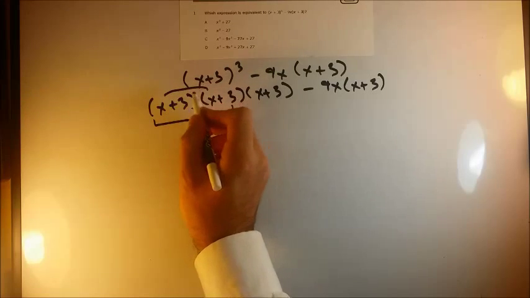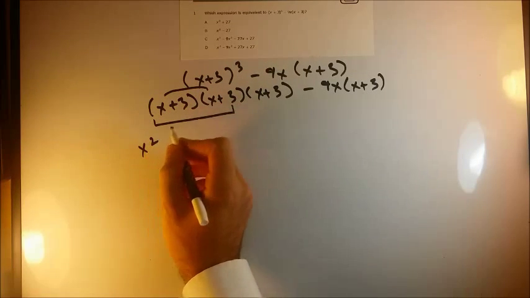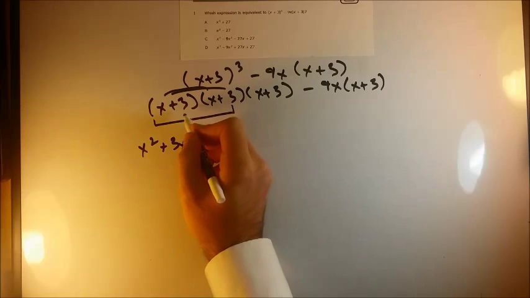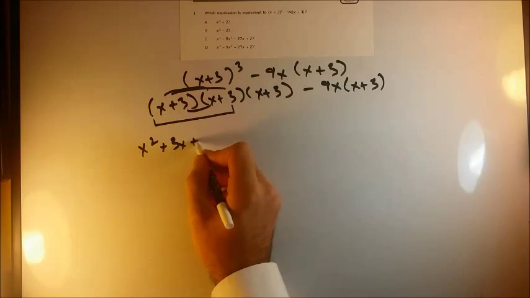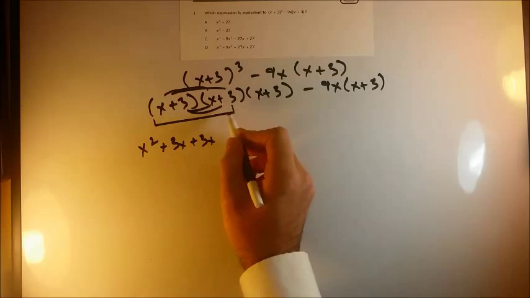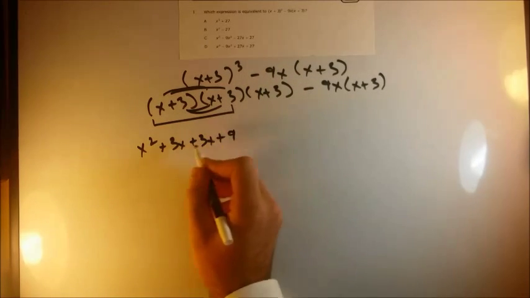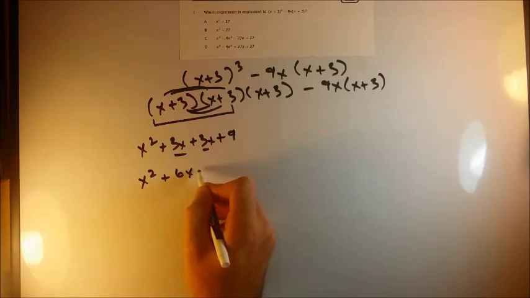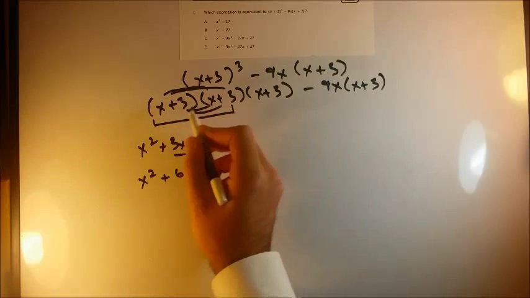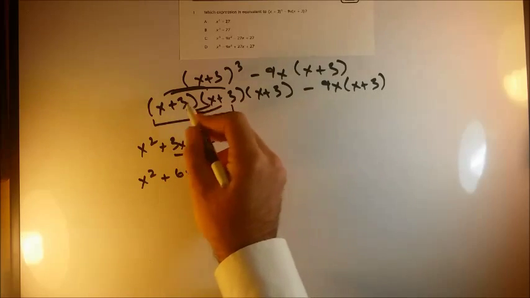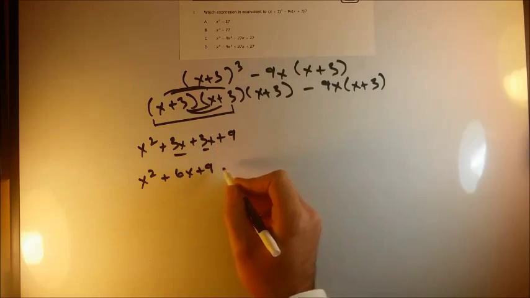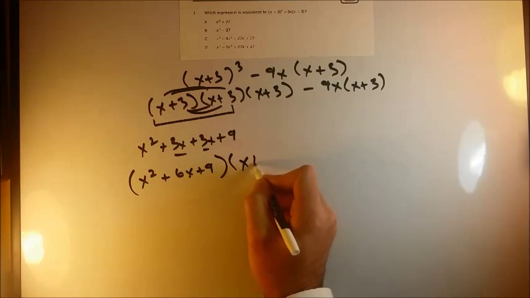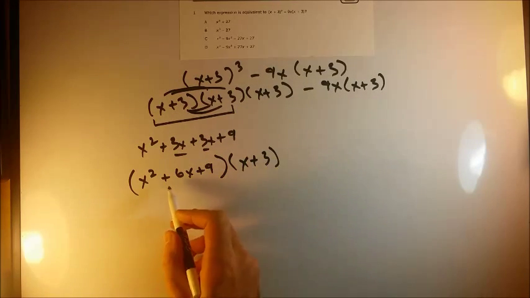If I distribute, x times x gives me x squared. x times 3 gives me 3x. 3 times x gives me 3x. 3 times 3 gives me 9. And if I combine my like terms, I get x squared plus 6x plus 9. So now that I've combined these two polynomials, let me bring down my last one that I was saving and multiply each of these terms by this.